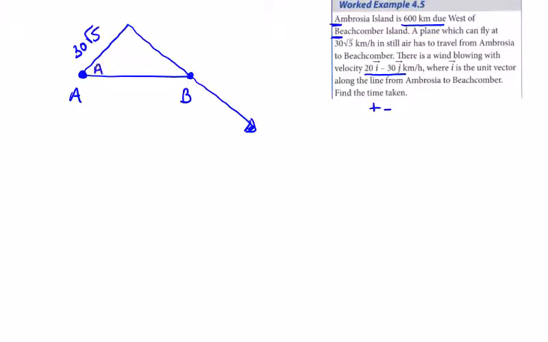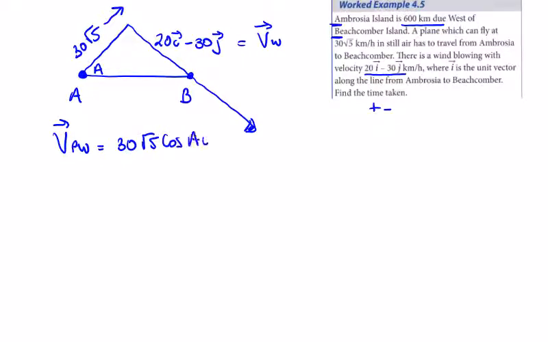We'll call this angle A. And we have the wind going down in this direction at 20I minus 30J. So this is the velocity of the wind. We want to get the velocity of the plane going from A to B. Going up in this direction, we have the velocity of the plane relative to the wind, which is going to be 30√5 cos A in the I direction, plus 30√5 sin A in the J direction.